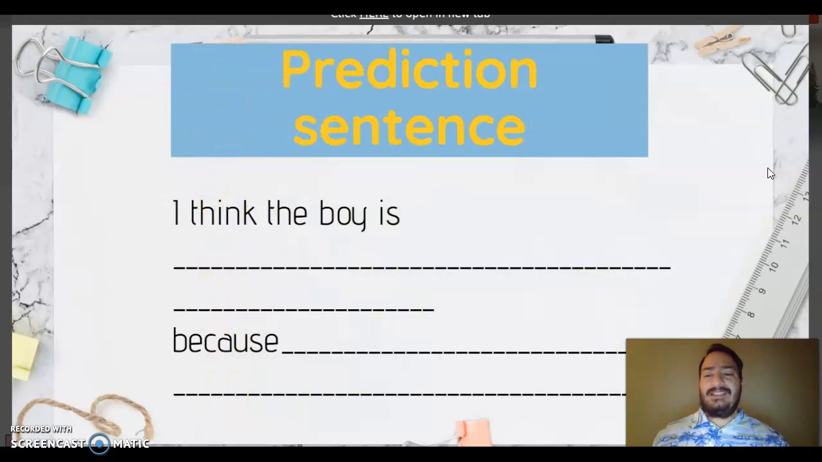And this is the prediction sentence I want you to use. We're going to write, "I think the boy is," and then we're going to give a reason of why you think the boy is. Now, this is not correct. This is just an example. So I'm going to say, "I think the boy is going to hit a piñata because he is holding a baseball bat." This is just an example. I don't want you to use that, but I just want you to hear what it might sound like when you write your prediction. Okay?